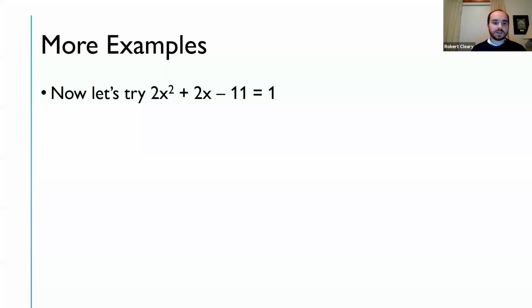Second example, let's try 2x squared plus 2x minus 11 equals 1. First things first, we want to set our equation equal to 0. So first thing I want to do is subtract 1 from both sides. So now we have 2x squared plus 2x minus 12 equals 0. That's the first thing.